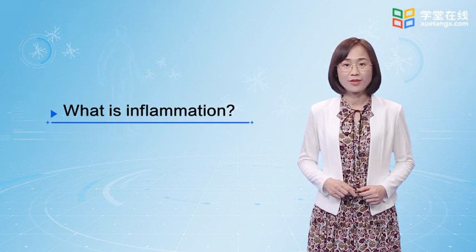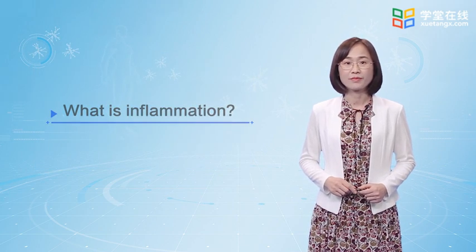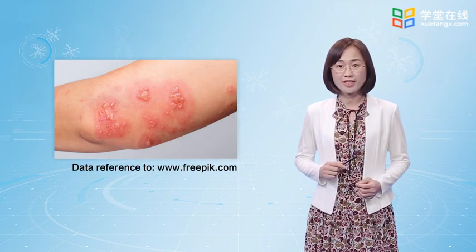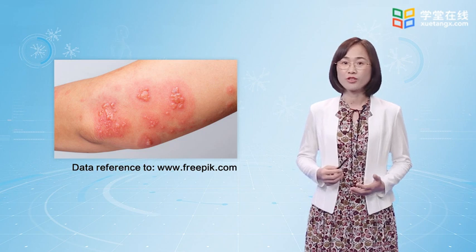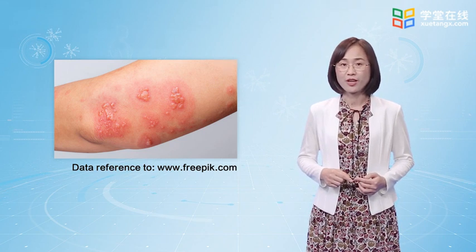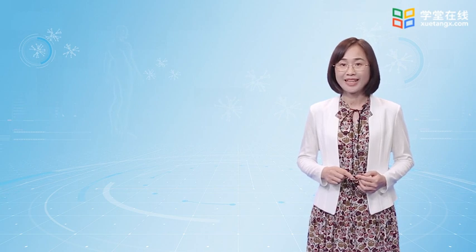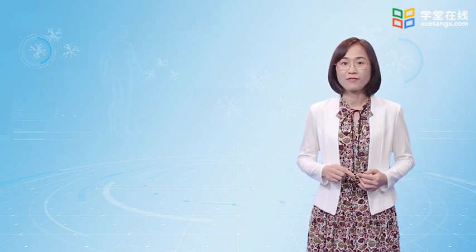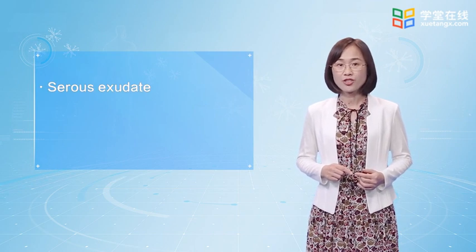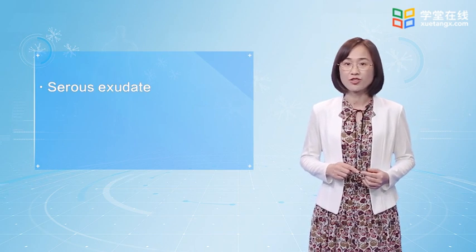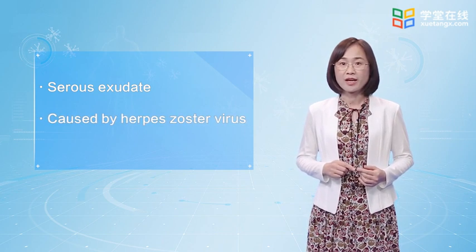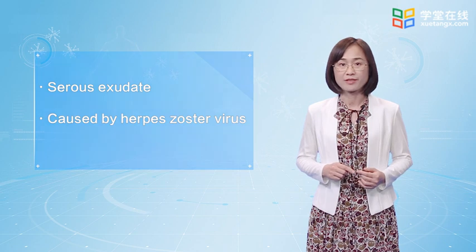What is inflammation? Let me give you an example. Look at this picture. The affected skin is red, swollen, and has multiple blisters. It is warm and painful to touch. Microscopically, these blisters are full of a fluid called serous exudate. Actually, the production of this lesion is due to an inflammatory reaction caused by herpes zoster virus.